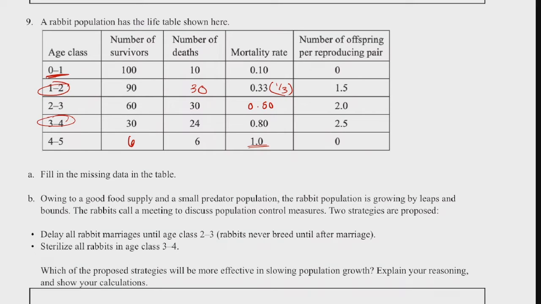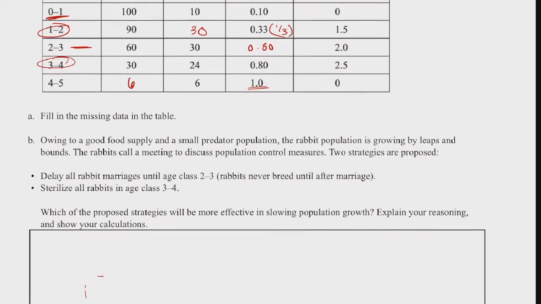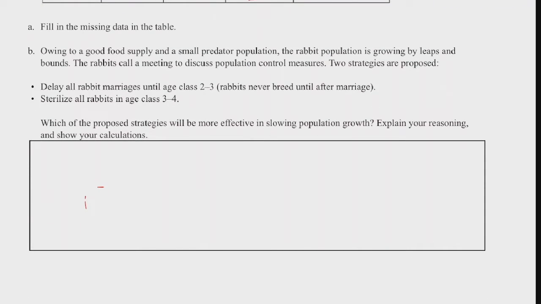So 2 to 3, that middle guy, will have the most effect if they were limited by delaying rabbit marriages.